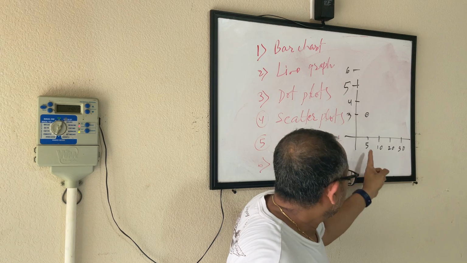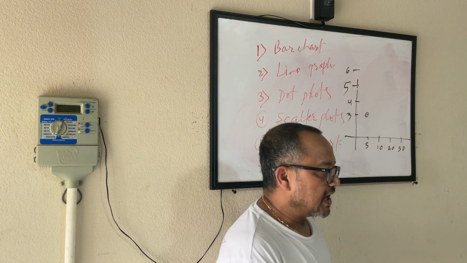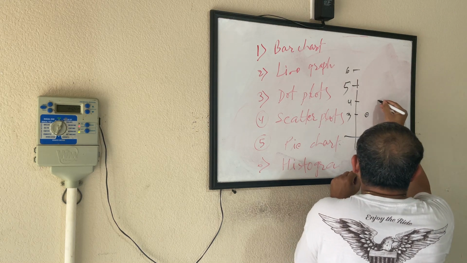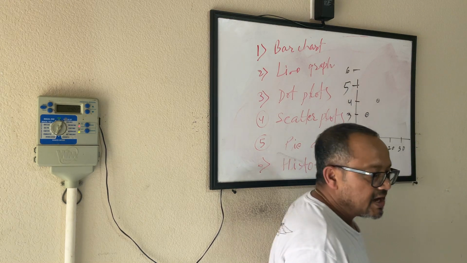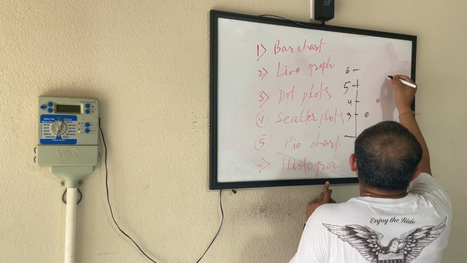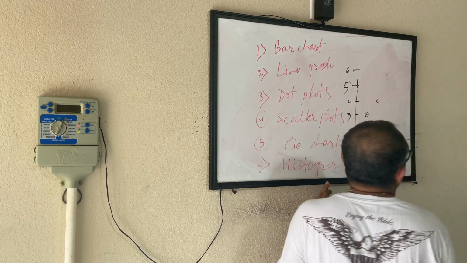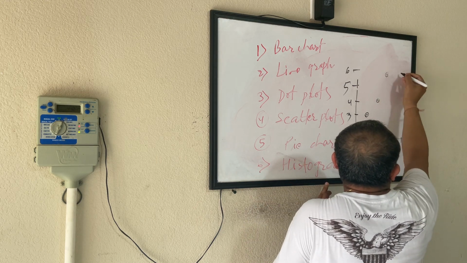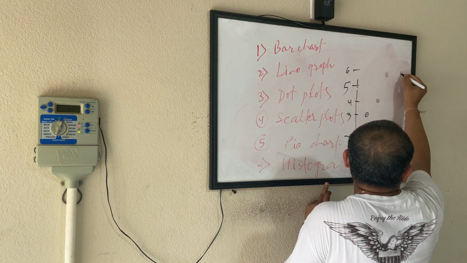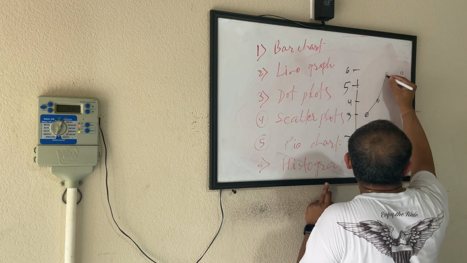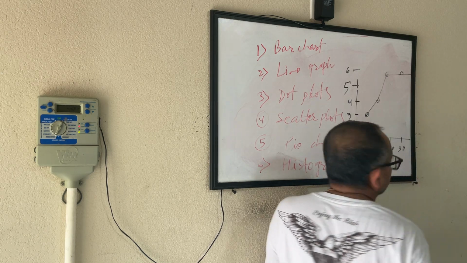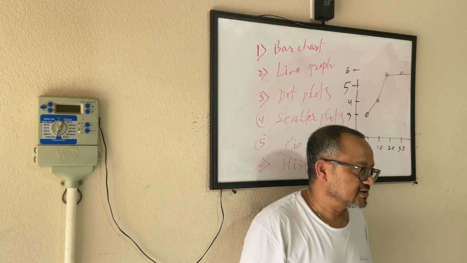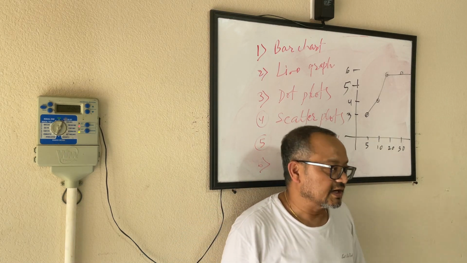So, when I was 5-year-old, I was 3 feet. When I was 10-year-old, maybe I grew to 4 feet. When I was 20 years old, I grew to 5 feet, 6 inches. And then when I was 30, I was same. This is another picture saying 1,000 words. This is called line graph.